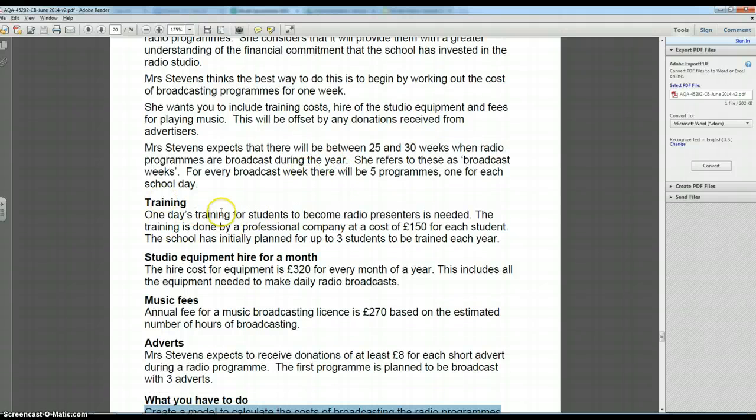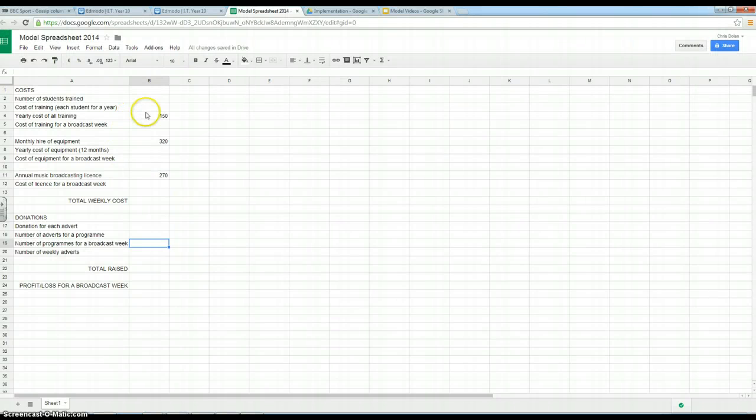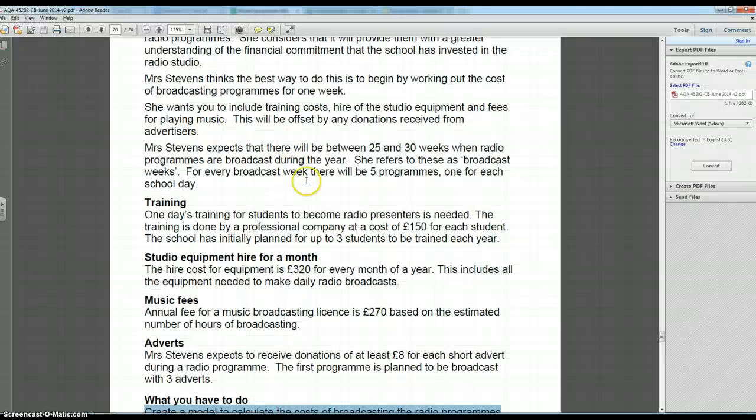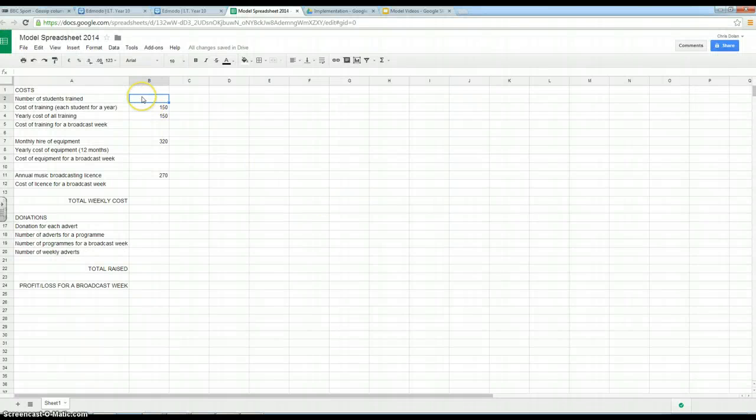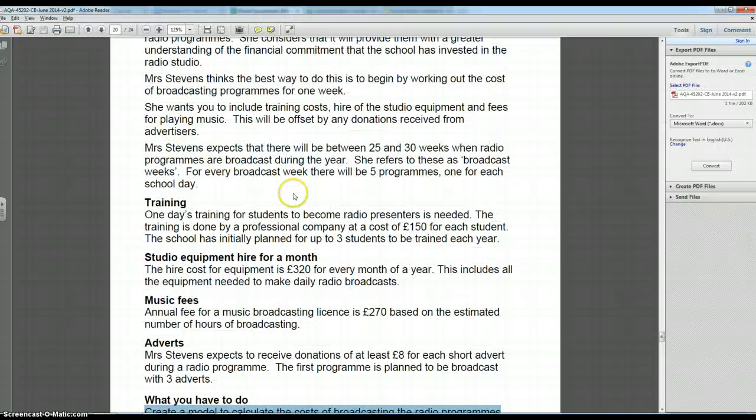So first of all, 1 day's training for students to become radio presenters is needed. The training is done by a professional company at a cost of £150 for each student. So cost of training per student is £150. The school has initially planned for up to 3 students to be trained each year. That's 3.